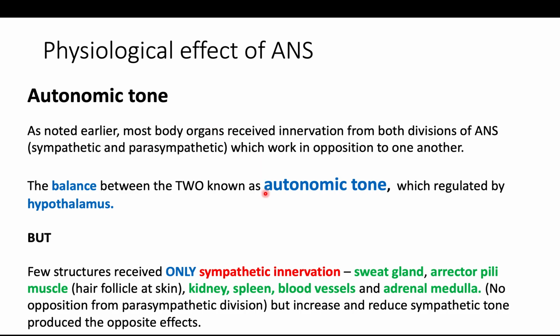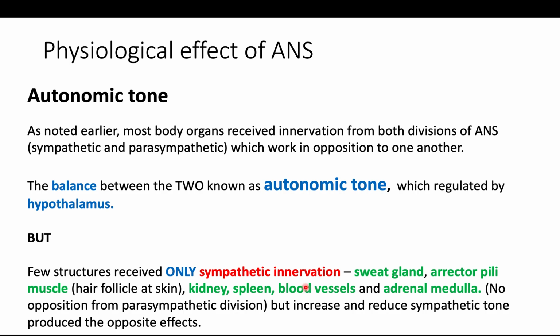So who controls this autonomic tone? I did mention that the autonomic nervous system is under the regulation of the hypothalamus. But we also have a few structures in our body that receive only sympathetic innervation. They are the sweat glands, the erector pili muscles, the things that control your hair follicles, your goosebumps and whatnot. You also have the kidney, spleen, blood vessels, and the adrenal medulla.